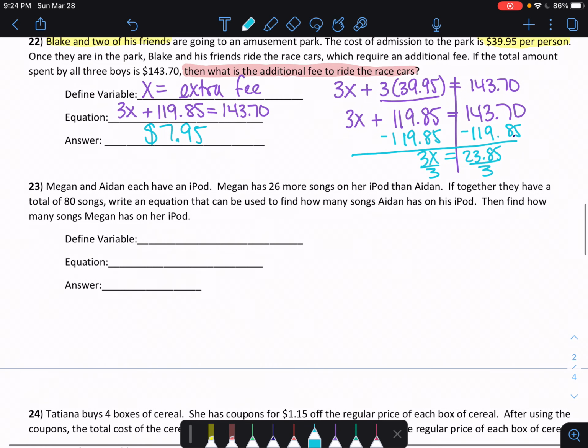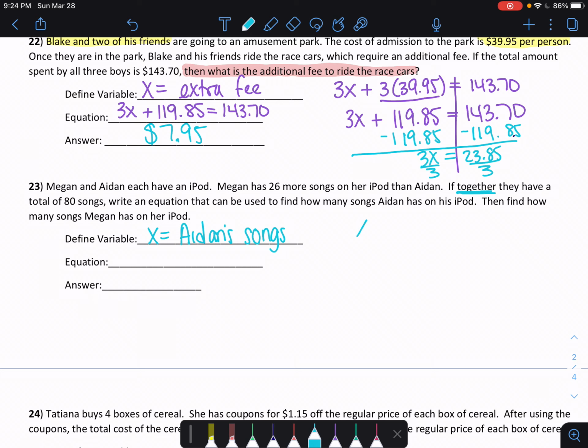Number 23 says Megan and Aiden each have an iPod. Megan has 26 more songs on her iPod than Aiden. So I'm going to say that x is equal to Aiden's songs, if together they have a total of 80 songs. So we're adding the two of them together. Write an equation that can be used to find how many songs Aiden has on his iPod and then find out how many Megan has.